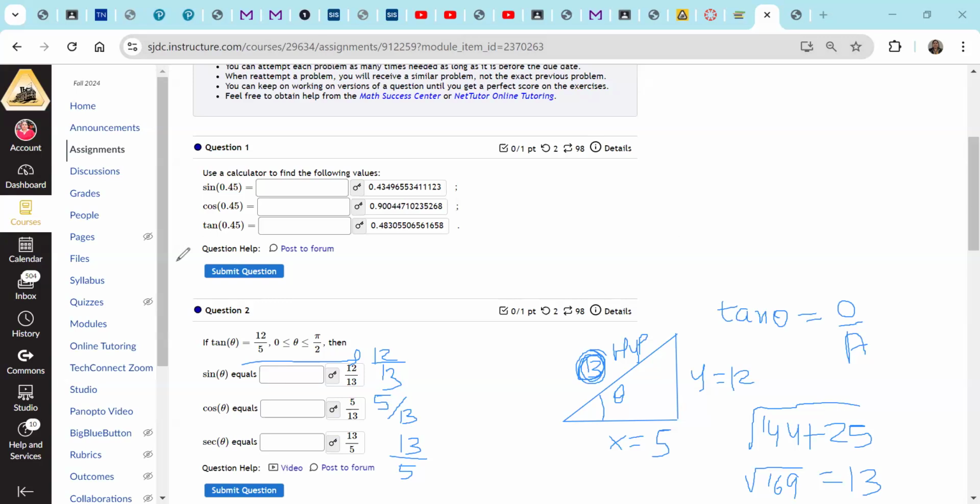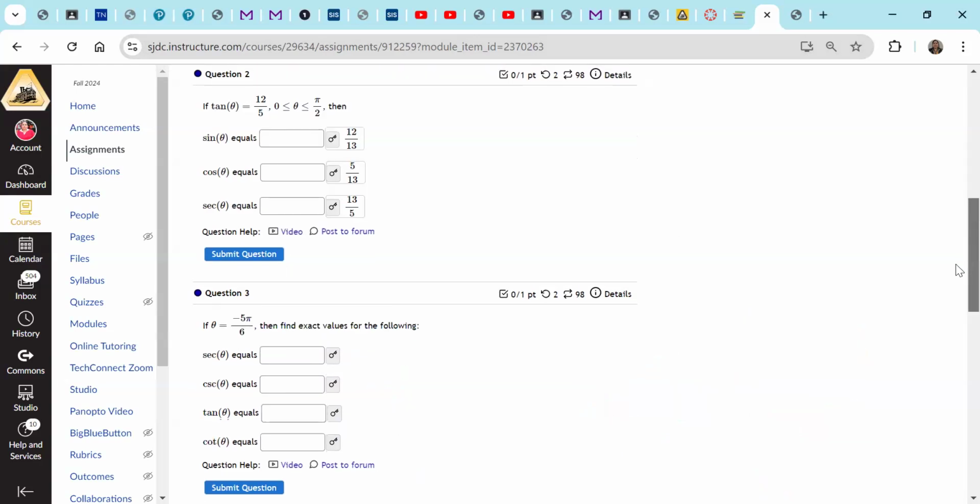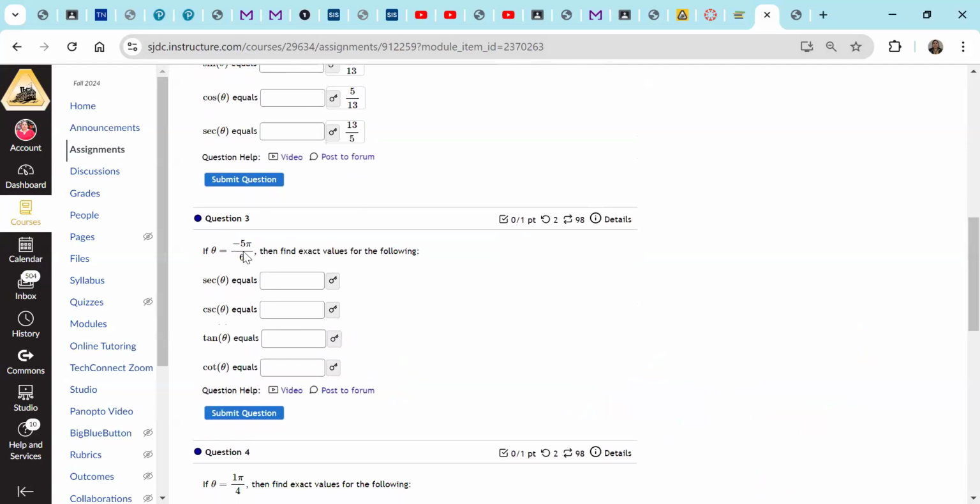Okay, about to erase this and taking us forward. Now we are given theta as negative 5 pi over 6. So firstly, you got to think, where is 5 pi over 6? Which quadrant? And then you're going to find all the values of secant, cosecant, tangent, and cotangent.